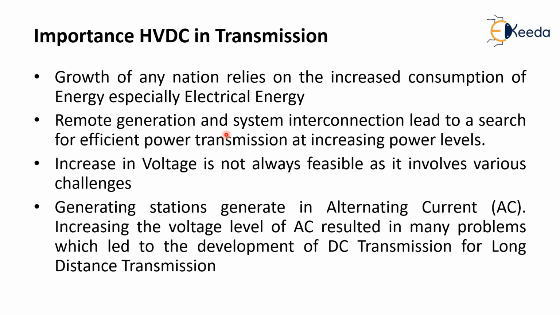But increasing the voltage is not always feasible as it involves various challenges. Generating stations generate in AC, alternating current. Increasing the voltage level of AC resulted in many problems, which led to the development of DC transmission for long distance transmission. Why am I using the words DC transmission for long distance? Because when the distance is shorter, we cannot rely only on DC, because the initial cost and all the other factors are comparatively much higher. So we need to rely on DC transmission for long distance transmission only. We'll be discussing this later in the forthcoming videos.